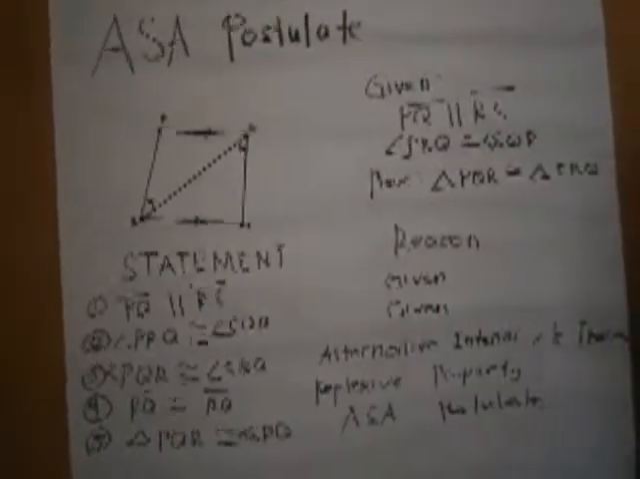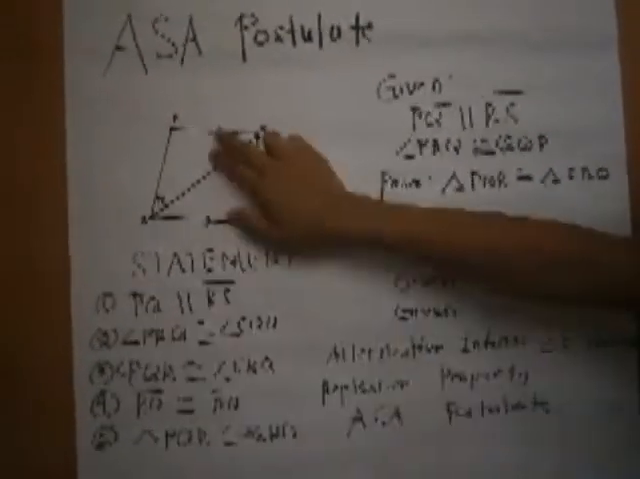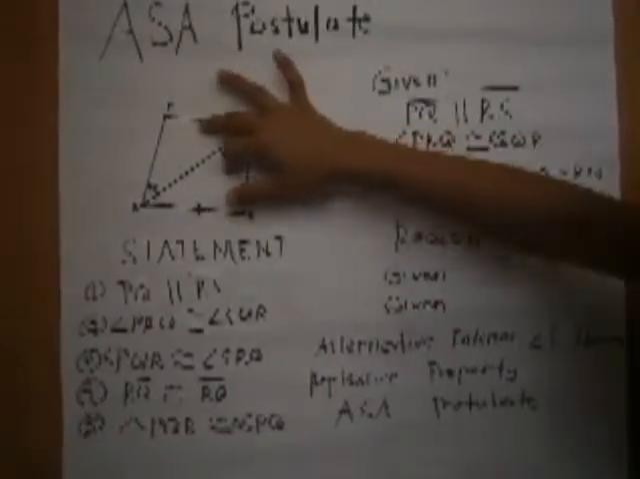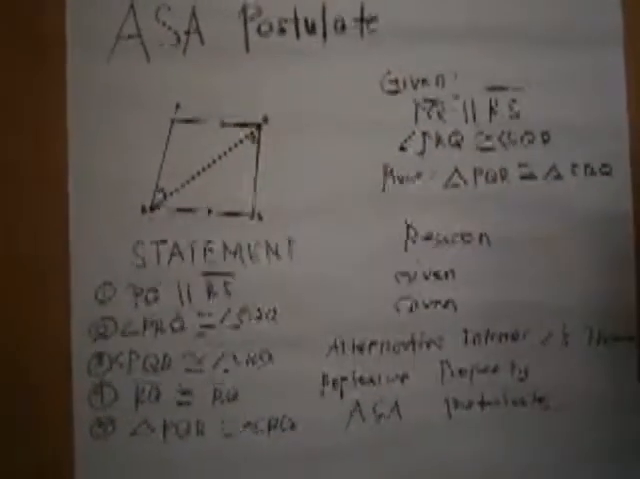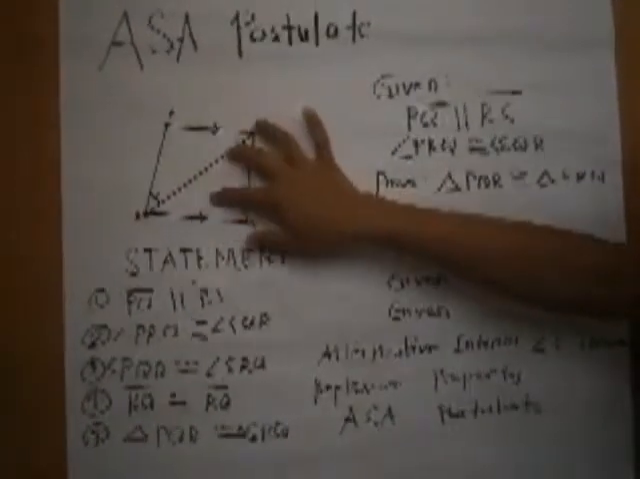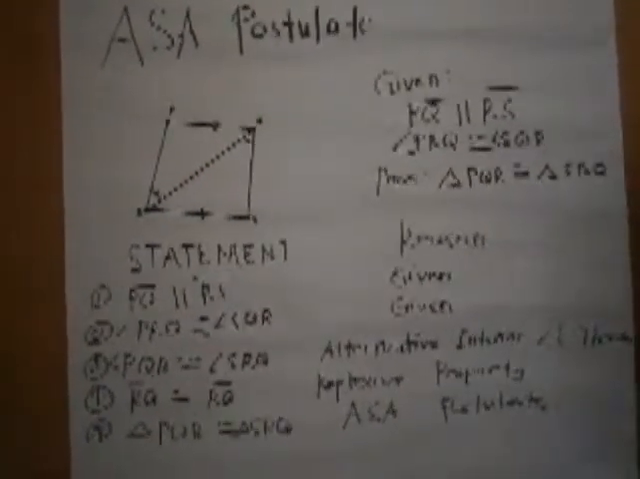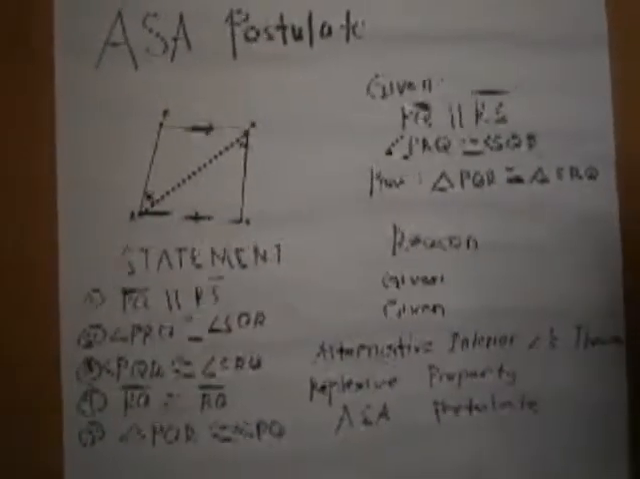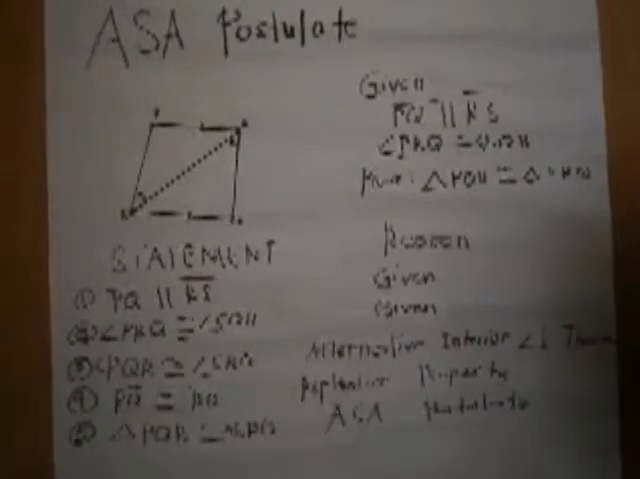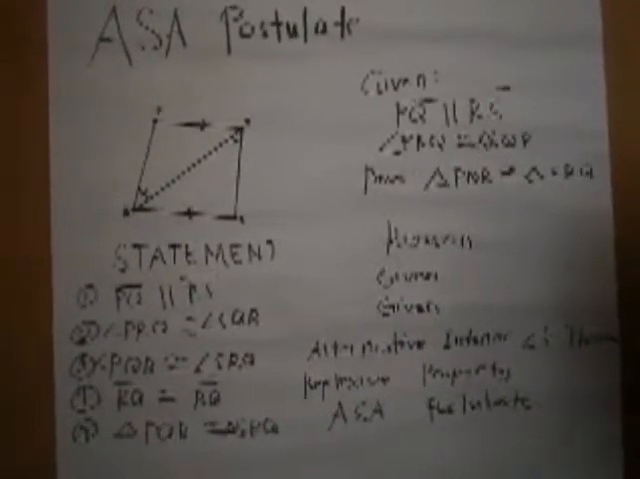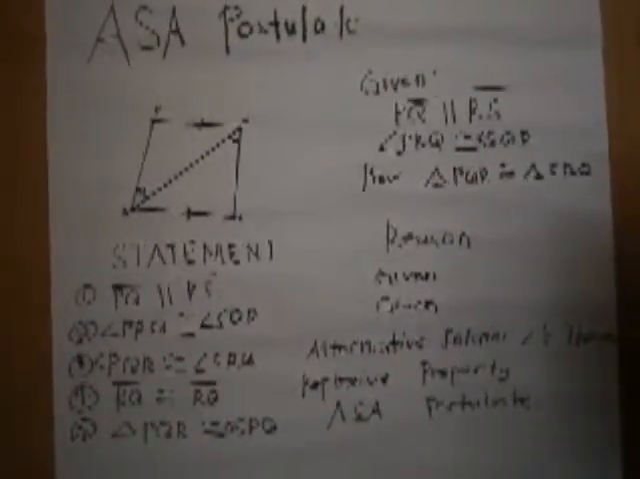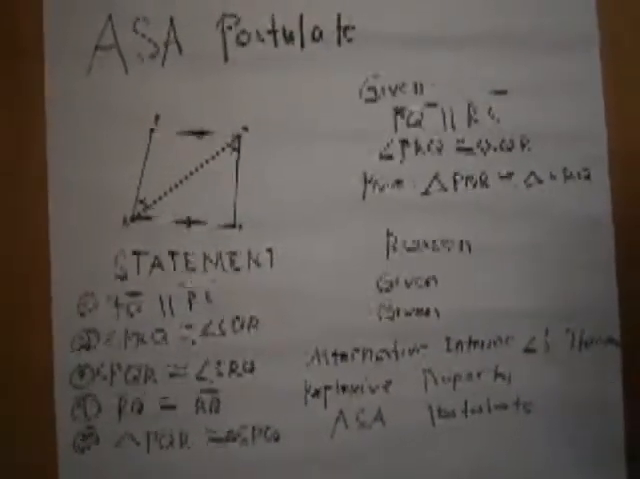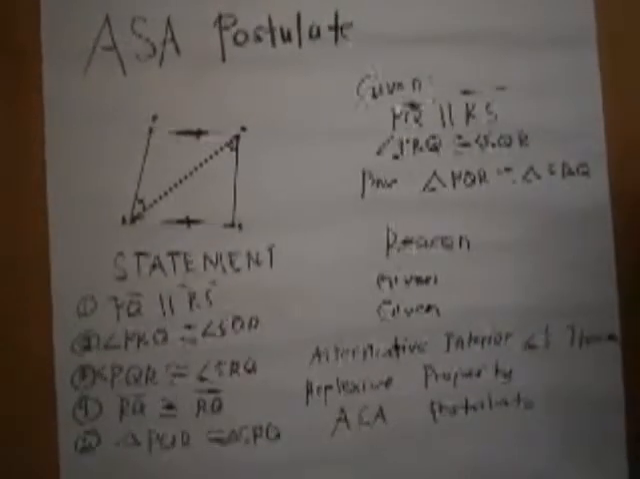If two angles and the included side of a triangle are congruent to two angles and the included side of another triangle, then the two triangles are congruent. In a sense, this is basically the opposite of the SAS postulate. The SAS postulate required congruence of two sides and the included angle, whereas the ASA postulate requires two angles and the included side to be congruent. And now let's practice using the ASA postulate to prove congruence between two triangles.